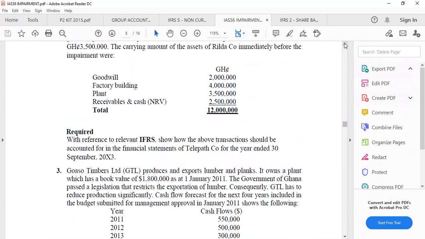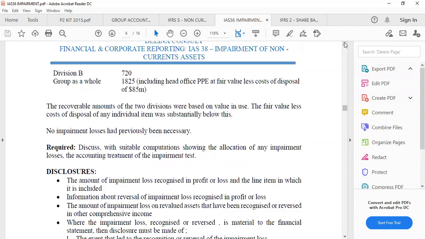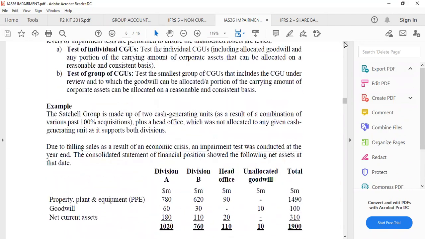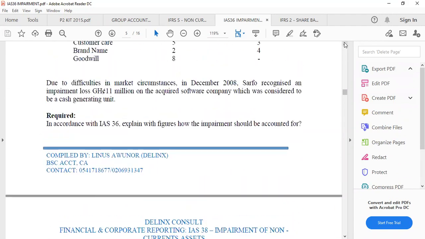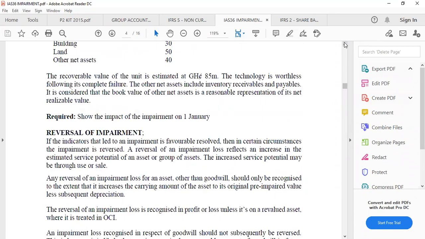So let's look at reversal of impairment loss. Another example, on the cash generating unit. Okay, I don't have time. I'm doing non-current assets held for sale today, so I have to speed up. All right.